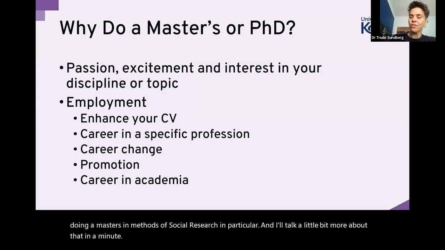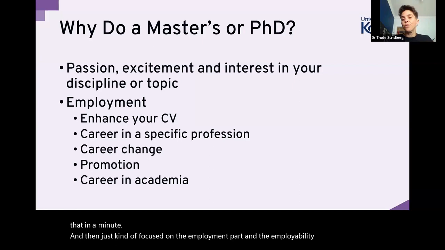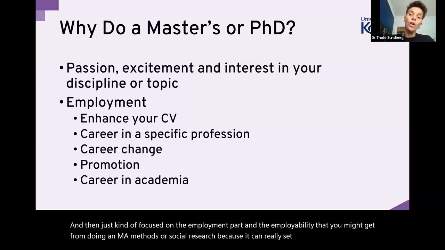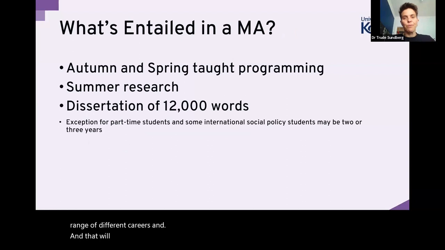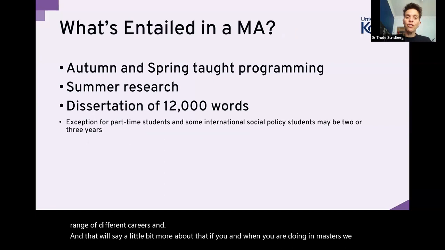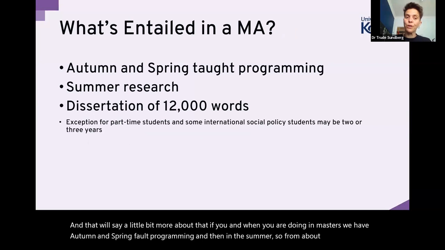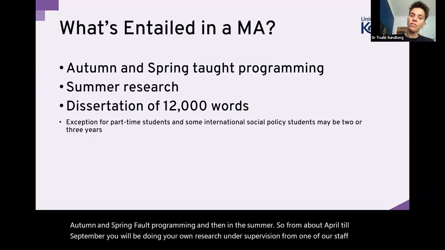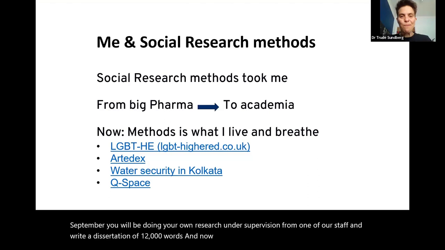And then just focusing on the employment part and the employability that you might get from doing an MA in methods of social research, because it can really set you up for a whole range of different careers. And I will say a little bit more about that. When you are doing a master's, we have autumn and spring taught programming. And then in the summer, so from about April till September, you will be doing your own research under supervision from one of our staff and write a dissertation of 12,000 words. Now, just quickly about me, and this goes back to the employability.